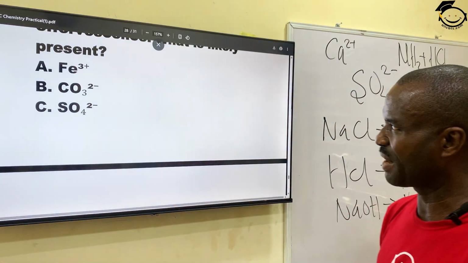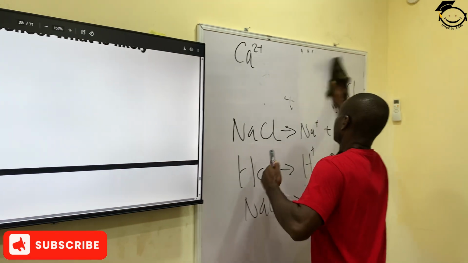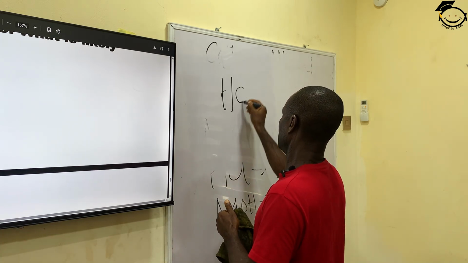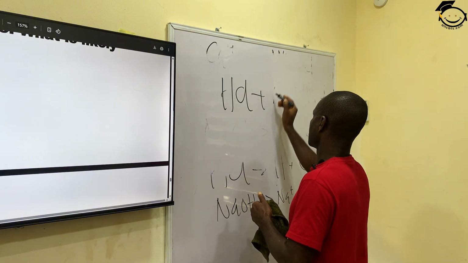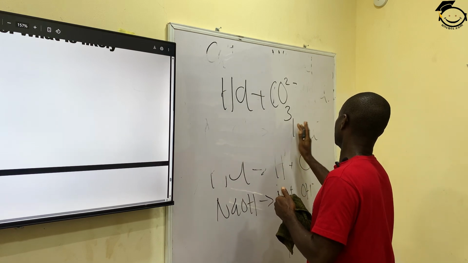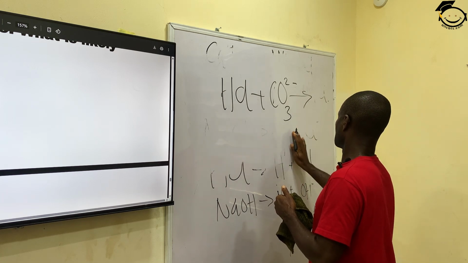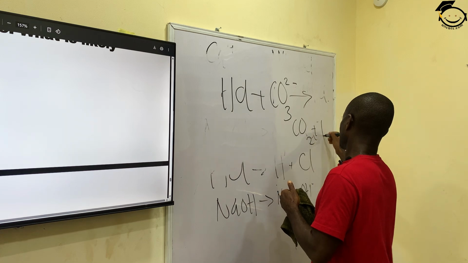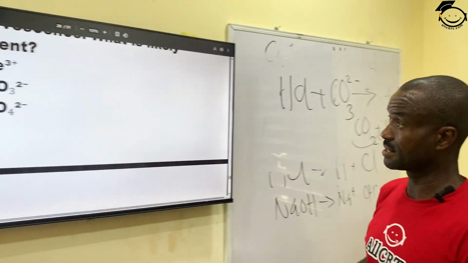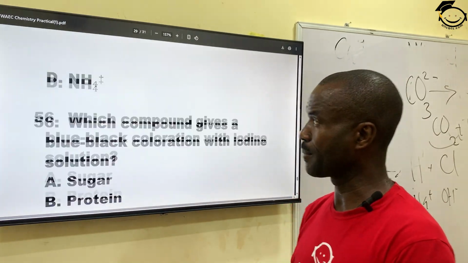Only carbonate will give effervescence with HCl because carbonate will produce carbon 4 oxide. HCl, as hydrochloric acid, will react with carbonate, CO3 2 minus, to give CO2 and water. This is the effervescence given, which is CO2 gas given off. So the correct answer is B.